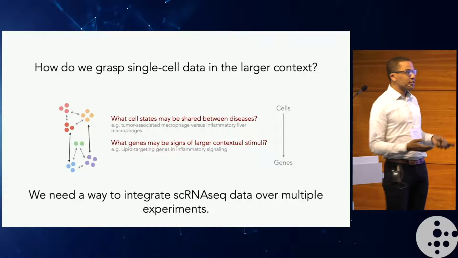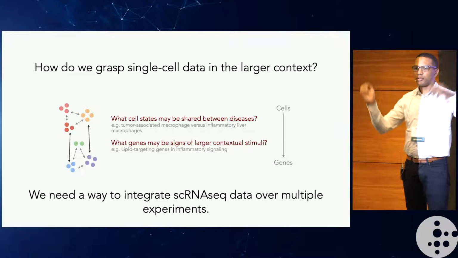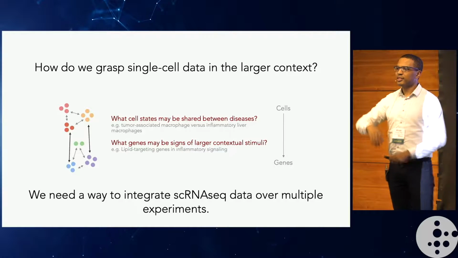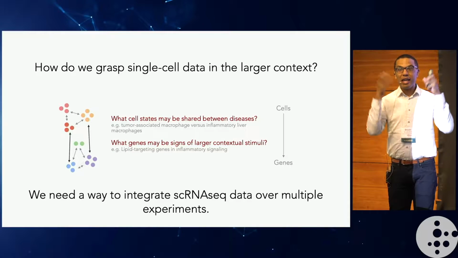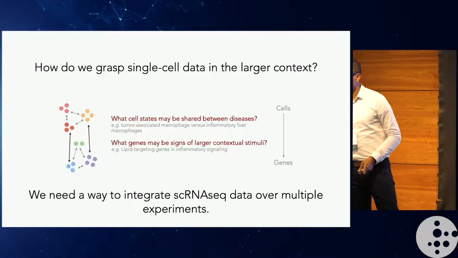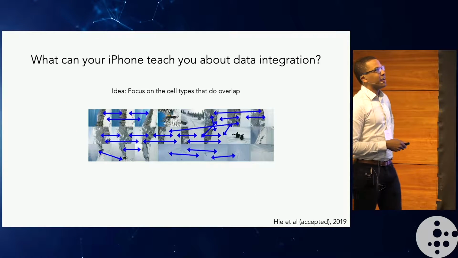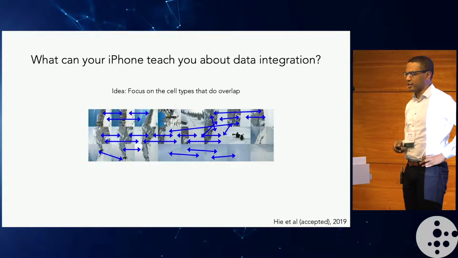And so what we needed first is actually a way to integrate our single-cell RNA sequencing data. Tons of people are using tons of different platforms, numbers of cells, and algorithms, and we wanted to be able to use all of that data, especially as they become very public. And so the question that we asked is, what can your iPhone teach you about data integration?